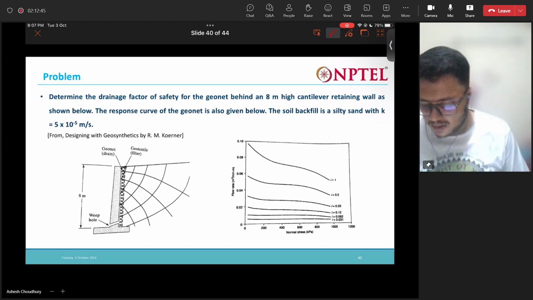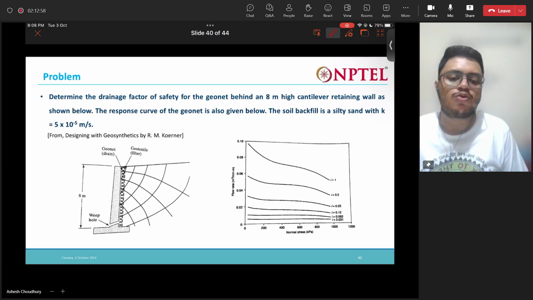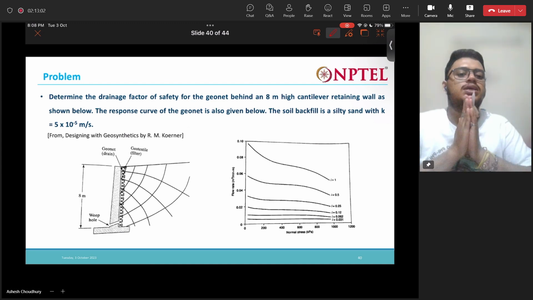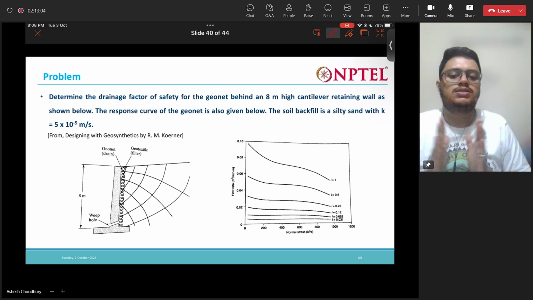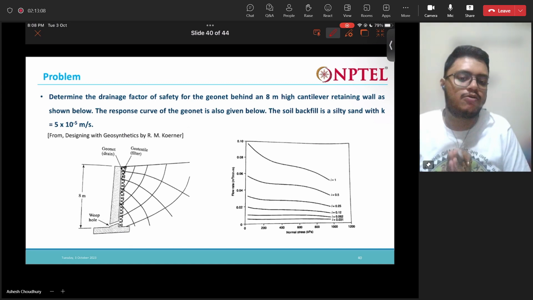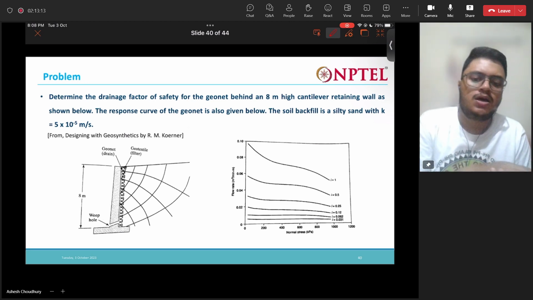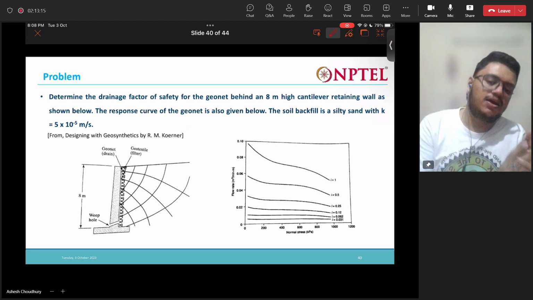Okay, next similar problem. Determine the drainage factor of safety for the geonet behind the 8-meter retaining wall shown below. The response curve of the geonet is also given. Response curve means what? The flow rate. The flow rate will change with normal stress. So if normal stress is high, the geonet will actually squeeze. Geonet will actually provide less flow rate, obviously, right? So there is pressure acting on the geonet, so the flow rate will be less. Less normal stress will give high flow rate.